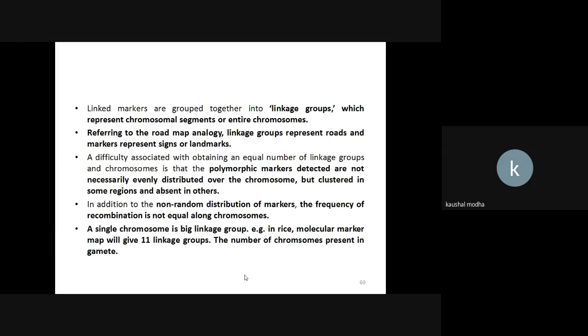So the whole chromosome itself is one linkage group. When you perform molecular marker mapping in rice, you will find a maximum of 12 linkage groups if all the markers are distributed across all the chromosomes, which means the number of chromosomes present in the gamete. If it is hexaploid wheat, then you will find 21 linkage groups, because the whole chromosome is the entire linkage group.